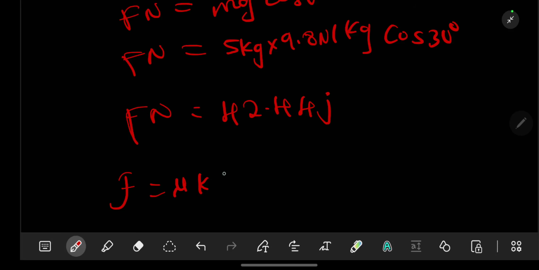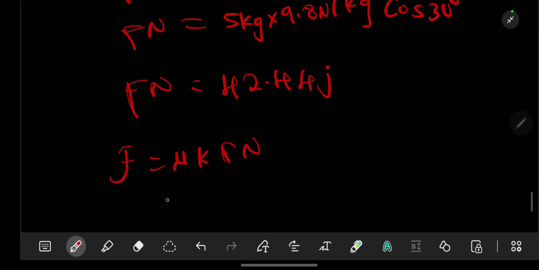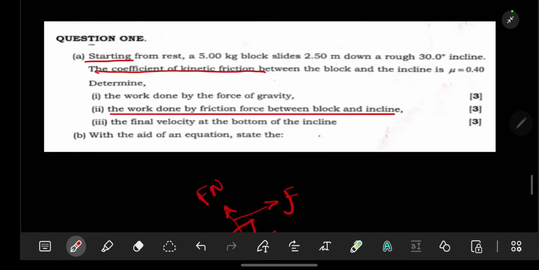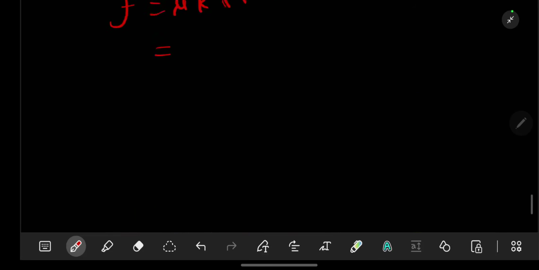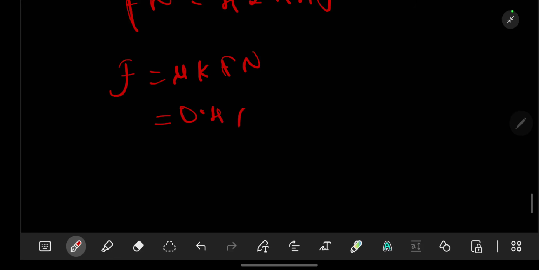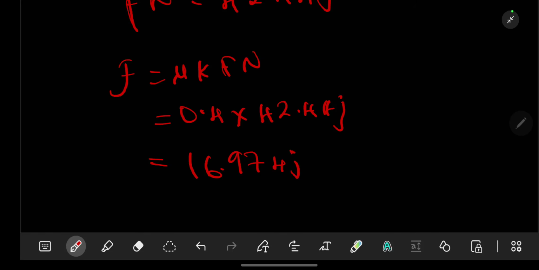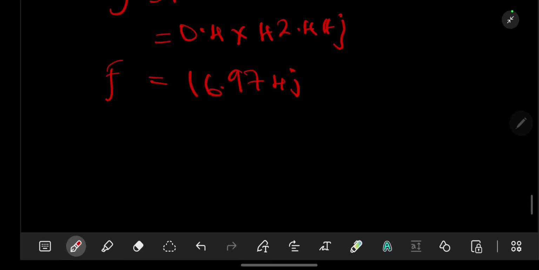After we have done that, we can now calculate the frictional force, which is equal to the coefficient of kinetic friction times the normal force. So the mu k is equal to 0.4, so we can put it there. We have 0.4 by 42.44, which gives us 16.974. So this is our frictional force.